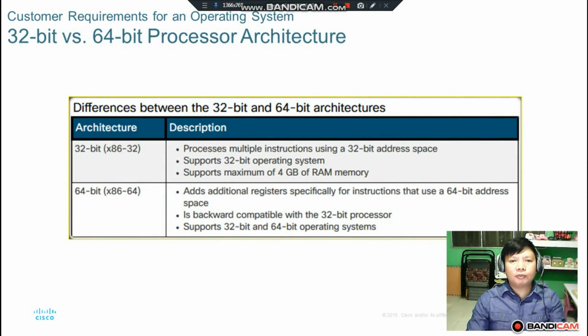32-bit versus 64-bit processor architecture. Differences between the 32 and 64-bit architectures. 32-bit architecture: processes multiple instructions using a 32-bit address space, supports 32-bit operating systems, supports a maximum of 4 GB of RAM. 64-bit architecture: adds additional registers specifically for instructions that use a 64-bit address space, is backward compatible with the 32-bit processor, and supports 32-bit and 64-bit operating systems.